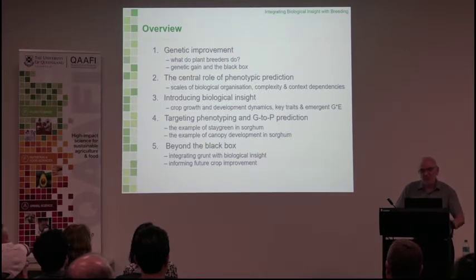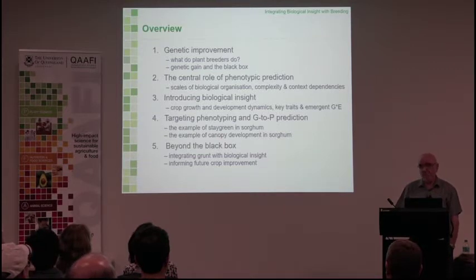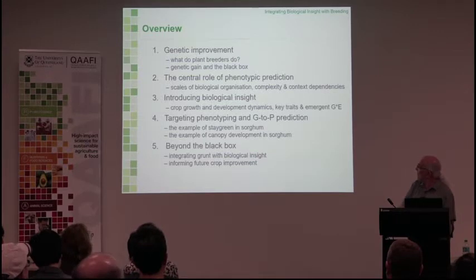And the notion of genetic gain and how central that is in plant breeding, and how the black box comes into that whole idea of trying to get genetic gain in breeding programs. The central role of phenotypic prediction, that's a key component of genetic advance. And I'll talk a little bit about complexity and context dependencies, and how phenotypic prediction is not straightforward when you get to complex traits.